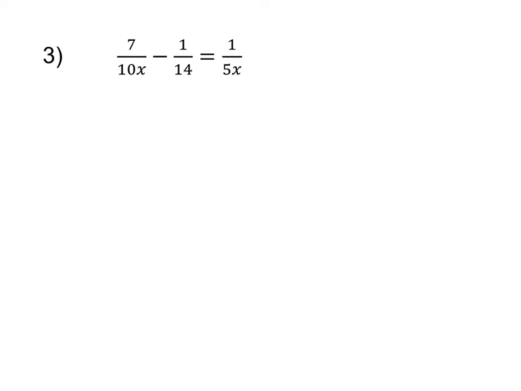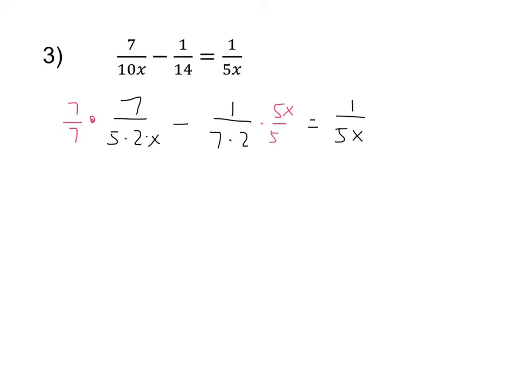Let's get a common denominator, and we're going to start by factoring. So this is 7 over 5 times 2 times x minus 1 over 7 times 2 equals 1 over 5x. Let's get a common denominator. So what's missing? For this first fraction, it looks like I'm missing 7. So let's multiply by 7 over 7. For the middle one, we're going to multiply by 5x over 5x. This one I'm going to multiply by a 2 and a 7. So now I have 49 over 10x minus 5x, not 10x, I messed up there. This is going to be 70x, sorry.